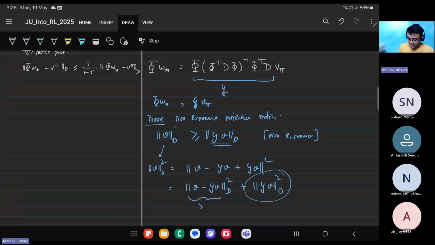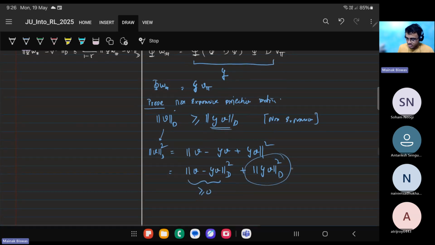I know this term is greater than 0. I have one extra term remaining, so let us look at that term. Tell me the term. 2 times V minus GV transpose, or we can even put the other one first, V transpose G transpose V minus GV. Is this fine with everyone? Is this correct, or do you think there's some mistake over here?